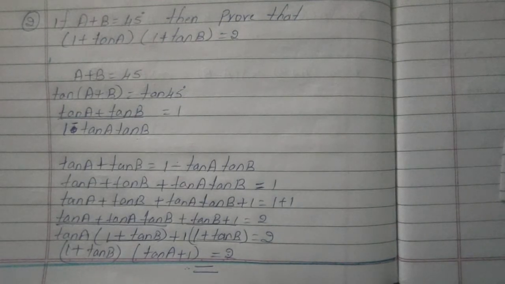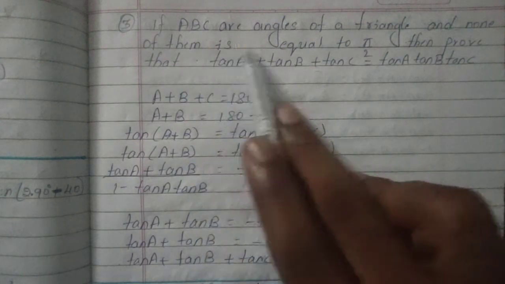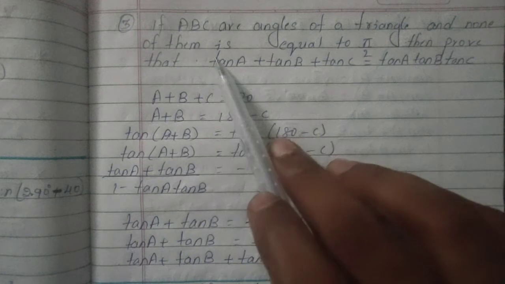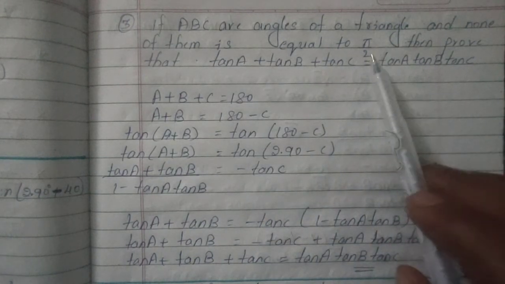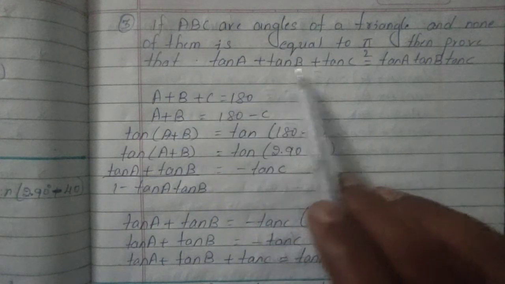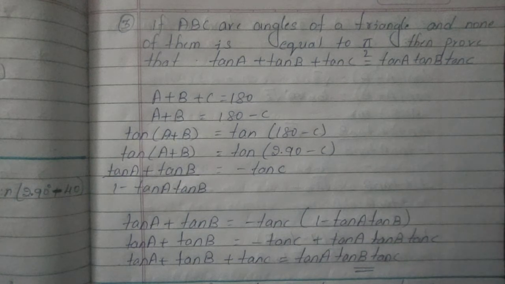Next question. If A, B, C are angles of a triangle and none of them is equal to pi by 2, pi by 2 means 90 degrees, then prove that tan A plus tan B plus tan C equals tan A tan B tan C.